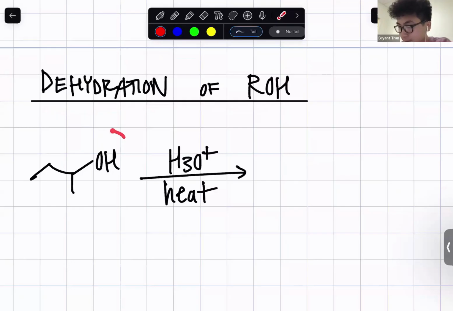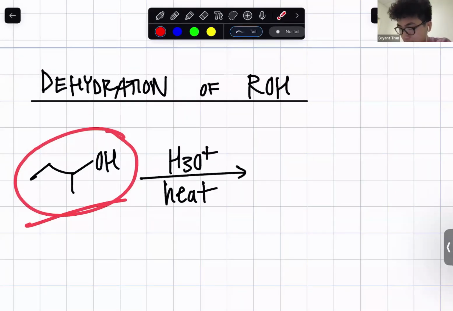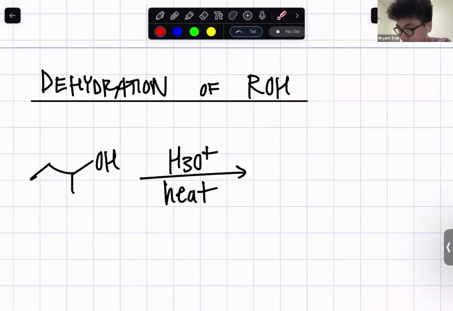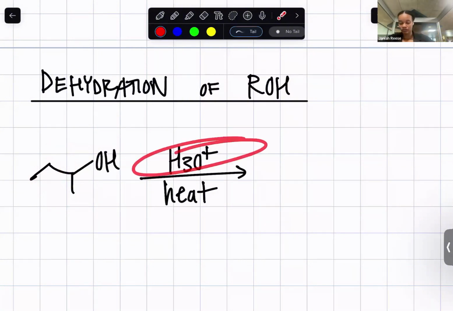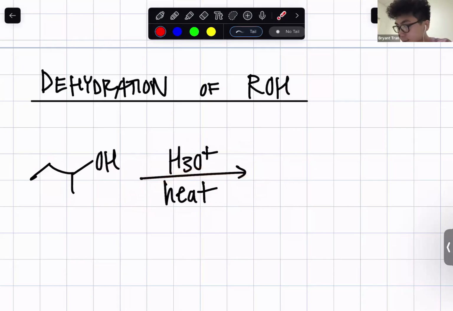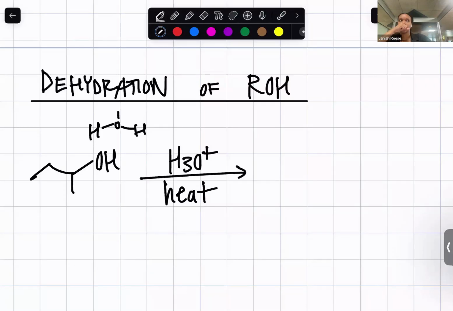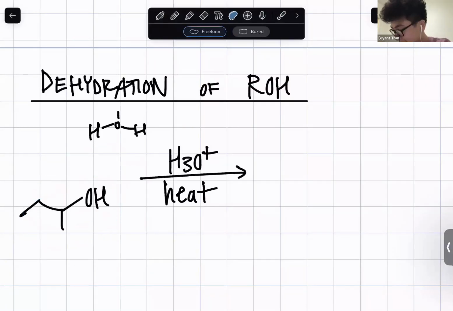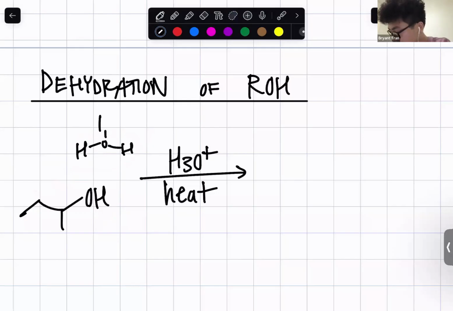Okay. So, dehydration of alcohol. On our reactant starting material, we have an alcohol, a secondary alcohol specifically, because this carbon here is attached to two R groups, one, two carbon atoms. We're going to react this with acid and heat. What do you think the acid is going to do to this alcohol here? It'll protonate it. Yes, it's going to protonate the OH.